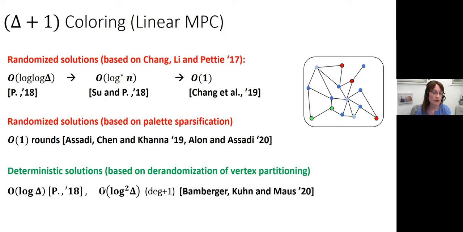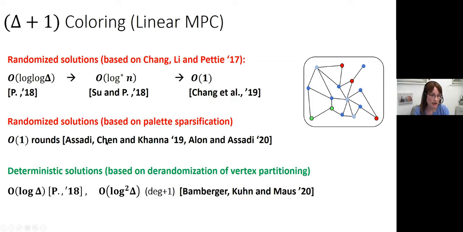There has been a lot of work going on, especially in the randomized setting, up to the point that we got to this breakthrough result of Chang et al. from last year that can provide us a constant round algorithm for computing delta plus one coloring in the linear MPC setting. There is also another type of randomized solutions that are based on palette sparsification due to Assadi et al. So also these algorithms are randomized.